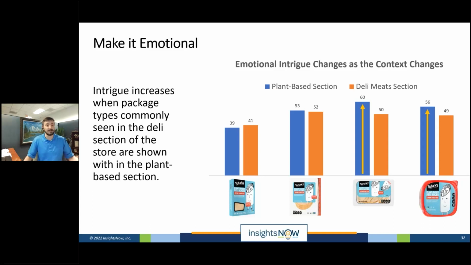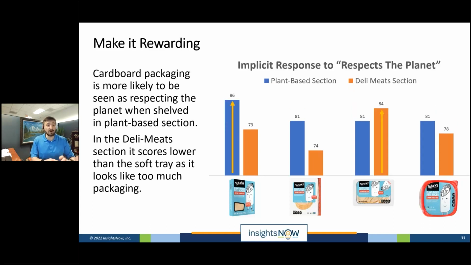So it's already there. Now, we can also look at the rewards, right? So one of the rewards that this brand needs to attain is respecting the planet. And one of the concerns of somebody like Tofurky, who currently is in a recyclable cardboard container, to move into a plastic container, is that going to become a problem for consumers? Is that reward going to go away or be increased?